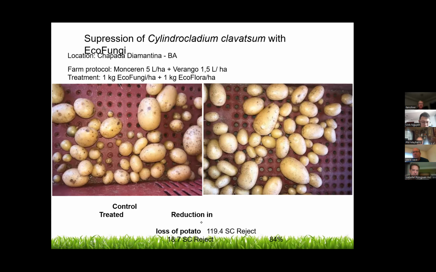what surprised the people was that in the treated plot, they only got 18 sacks of reject, while in the control, 119 sacks of reject. That's 84% less reject in potatoes. Then we can go not only increase yields, but dramatically increase quality. And that's what people are starting to look at, even in commodities. Thank you.